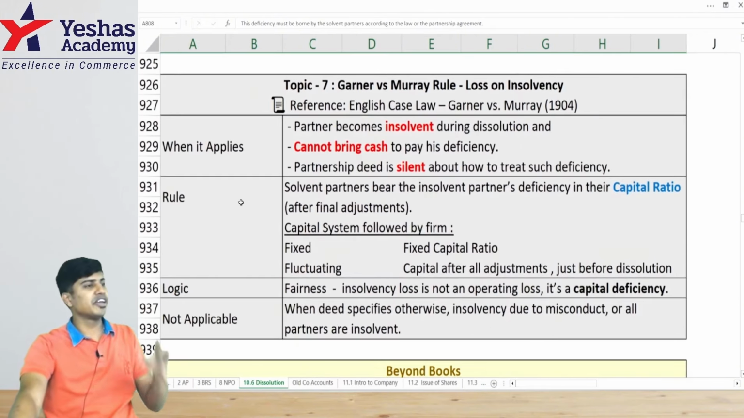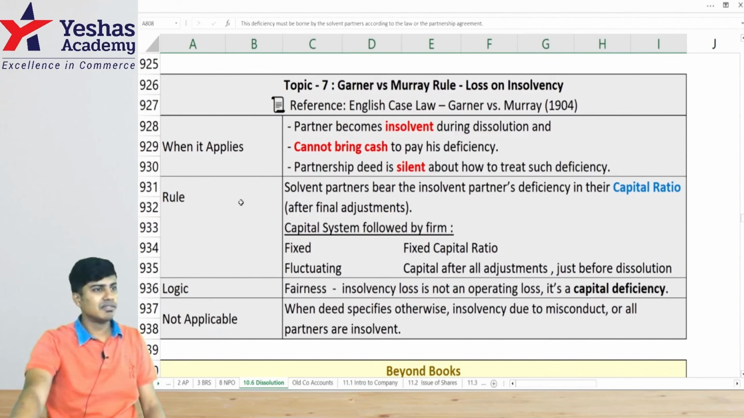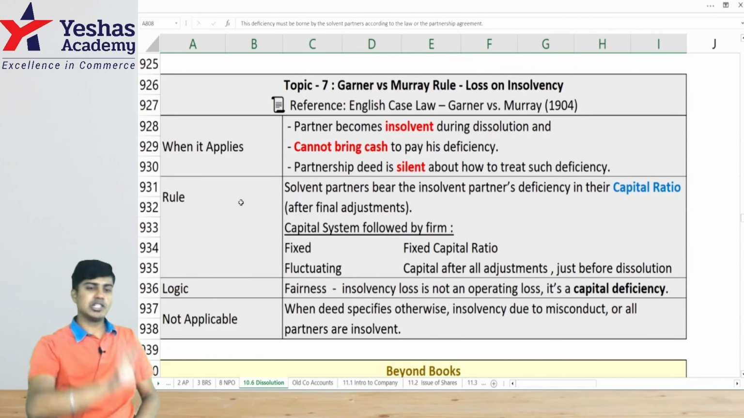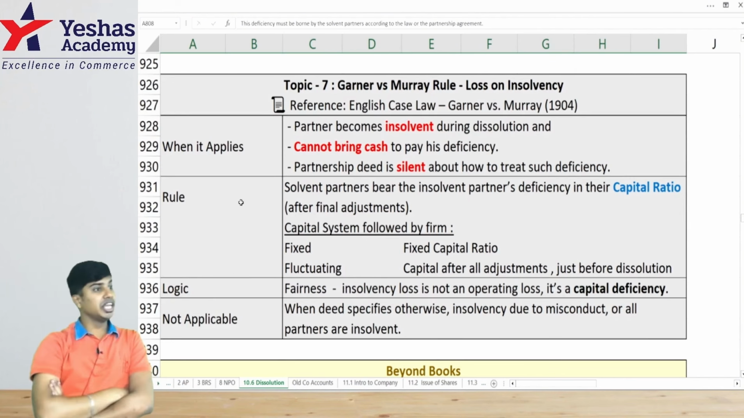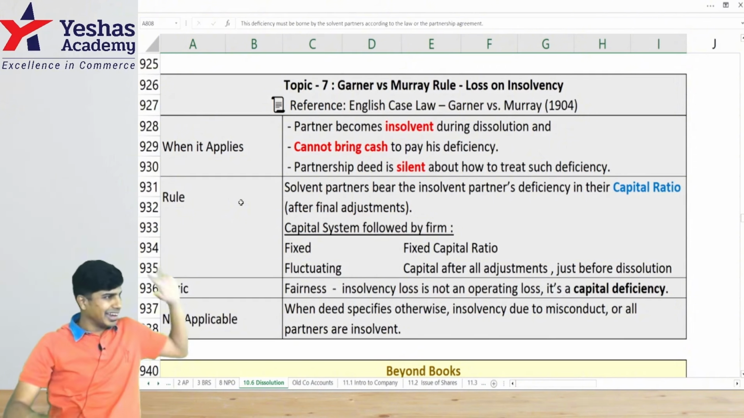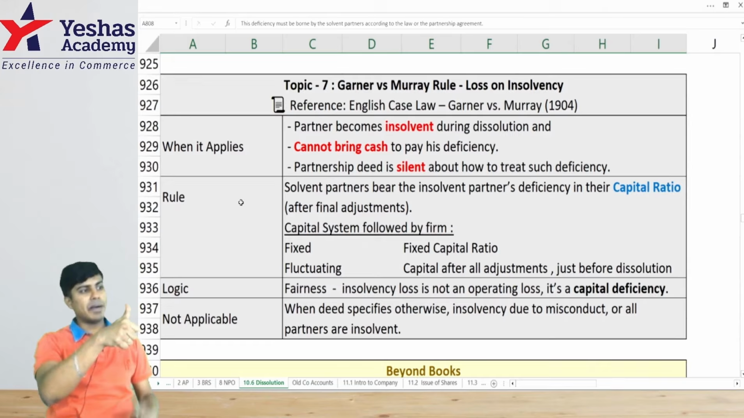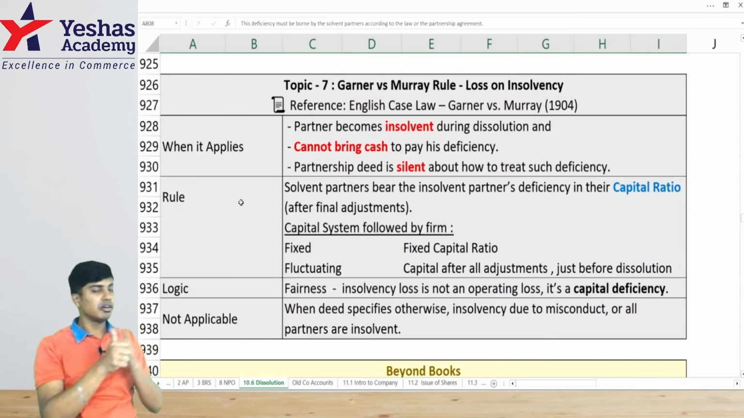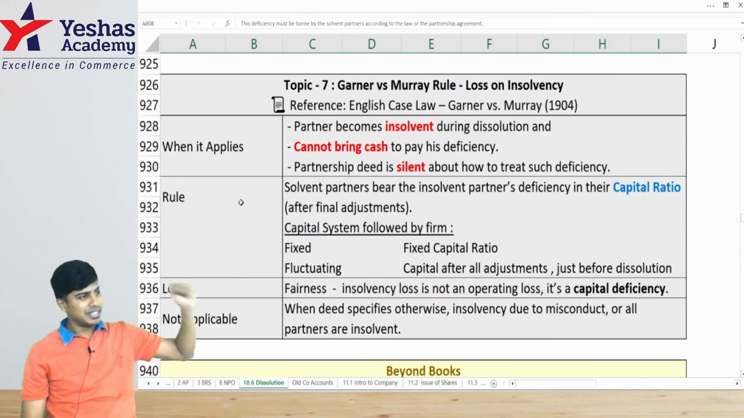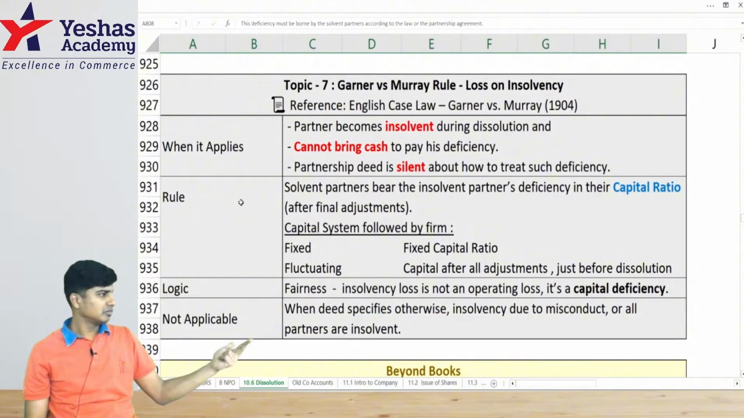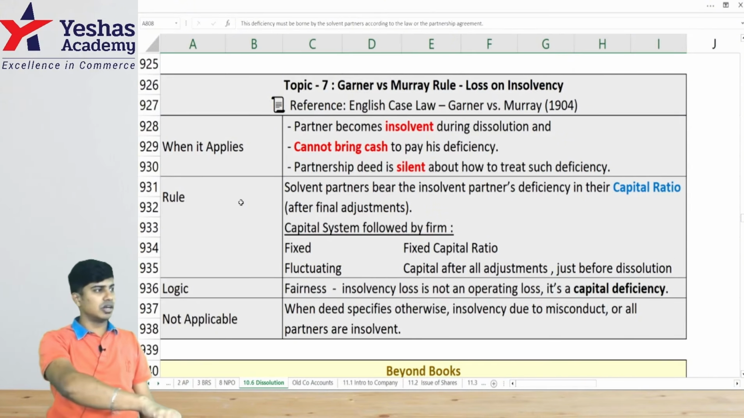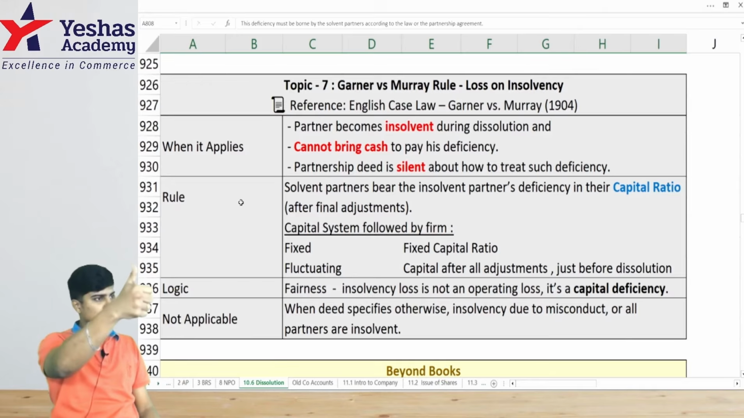Wow, my favorite. Garner versus Murray. It's a case law from 1904 in England, not here. Now, when will you apply this? Point number 1, the partner should be insolvent. Insolvent means loss, negative capital and no money to bring. That's when he is insolvent. So, the partner should be insolvent.